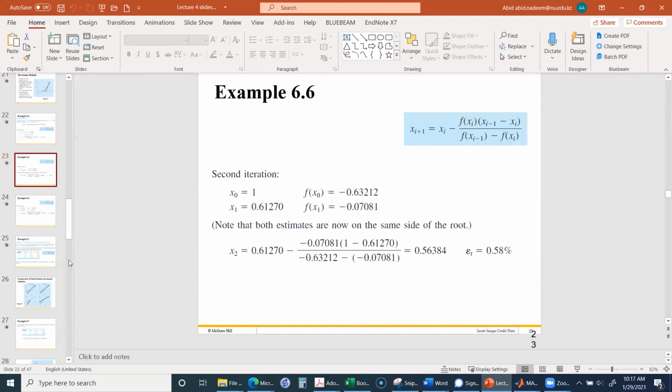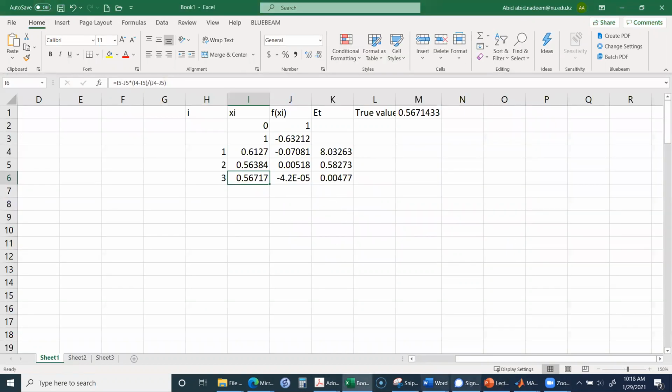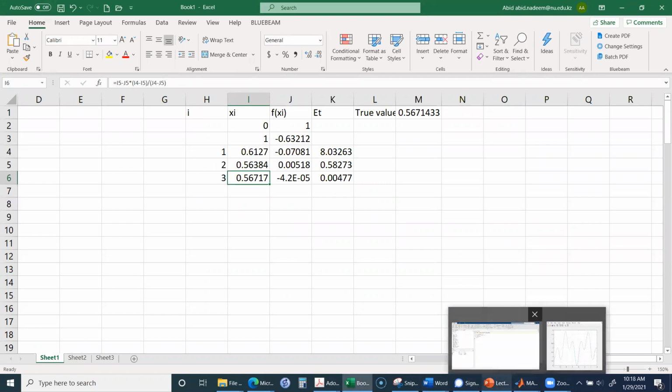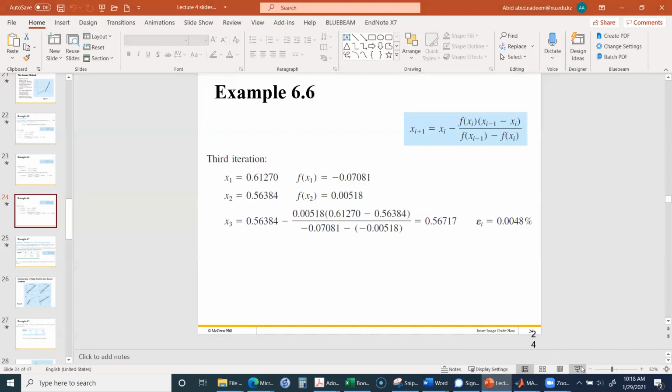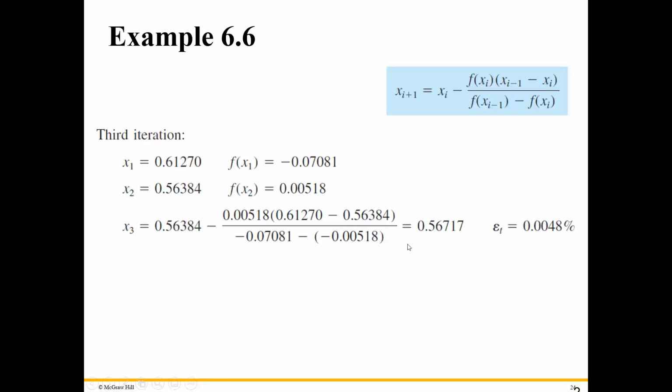Second iteration, yeah, and the third iteration, we got the value of 0.56717, and the true percentage error is 0.0048%. So we can see that same values over here. Okay, so this was the illustration of the secant method. Okay, do you have any question?